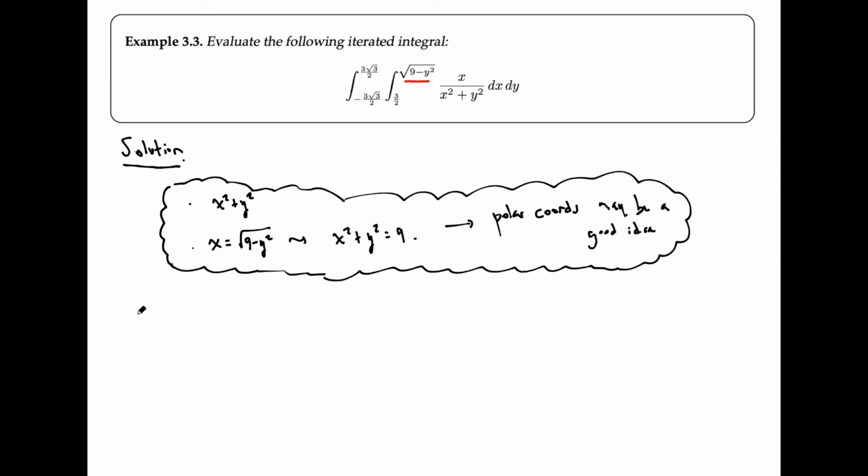As usual, I'll begin by thinking about the picture of this region, and I'll do that by unraveling these boundary conditions that we're given. The inside integral with respect to x tells me that x ranges from 3/2 up to the square root of 9 minus y squared. And the outer bounds give me constraints on y. y has to be between negative 3 root 3 over 2 and positive 3 root 3 over 2.